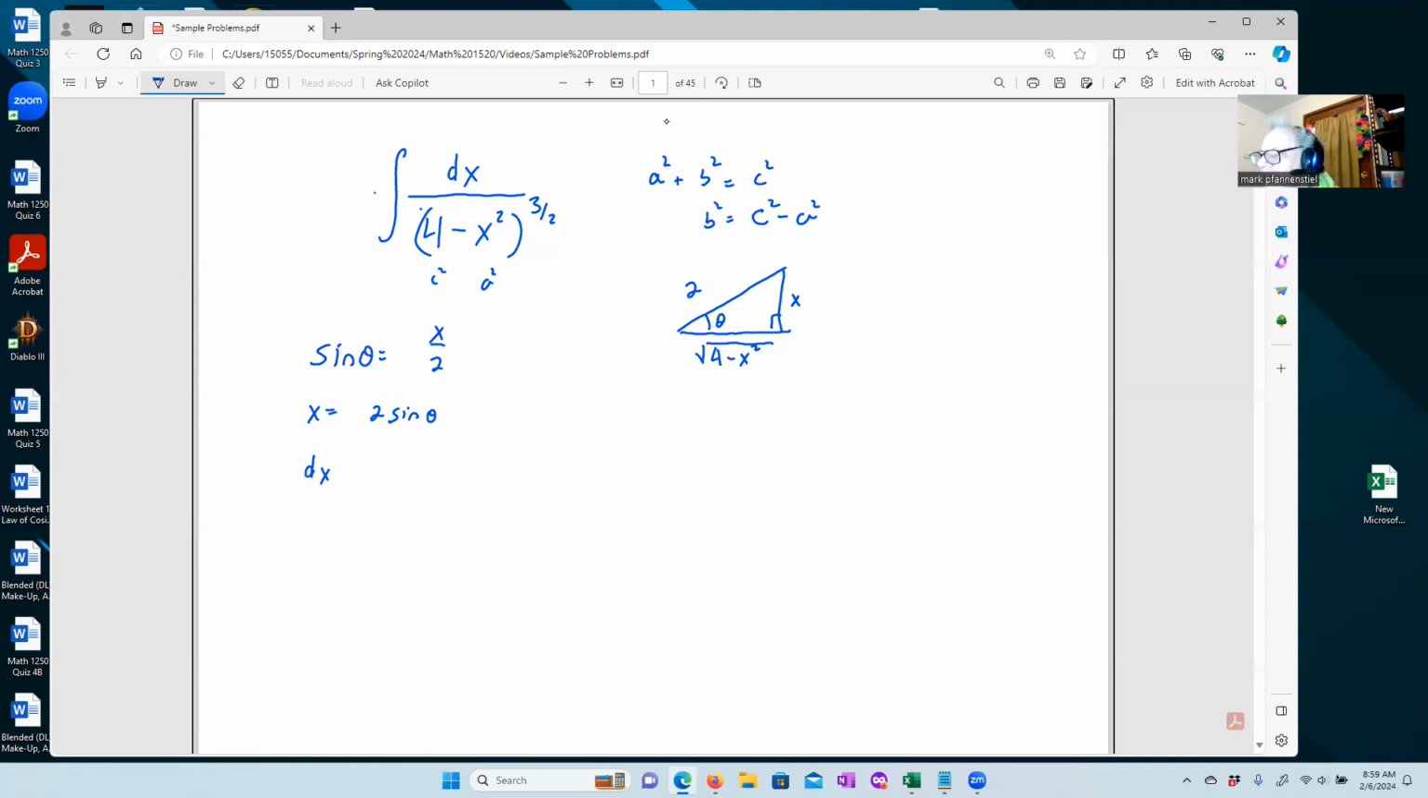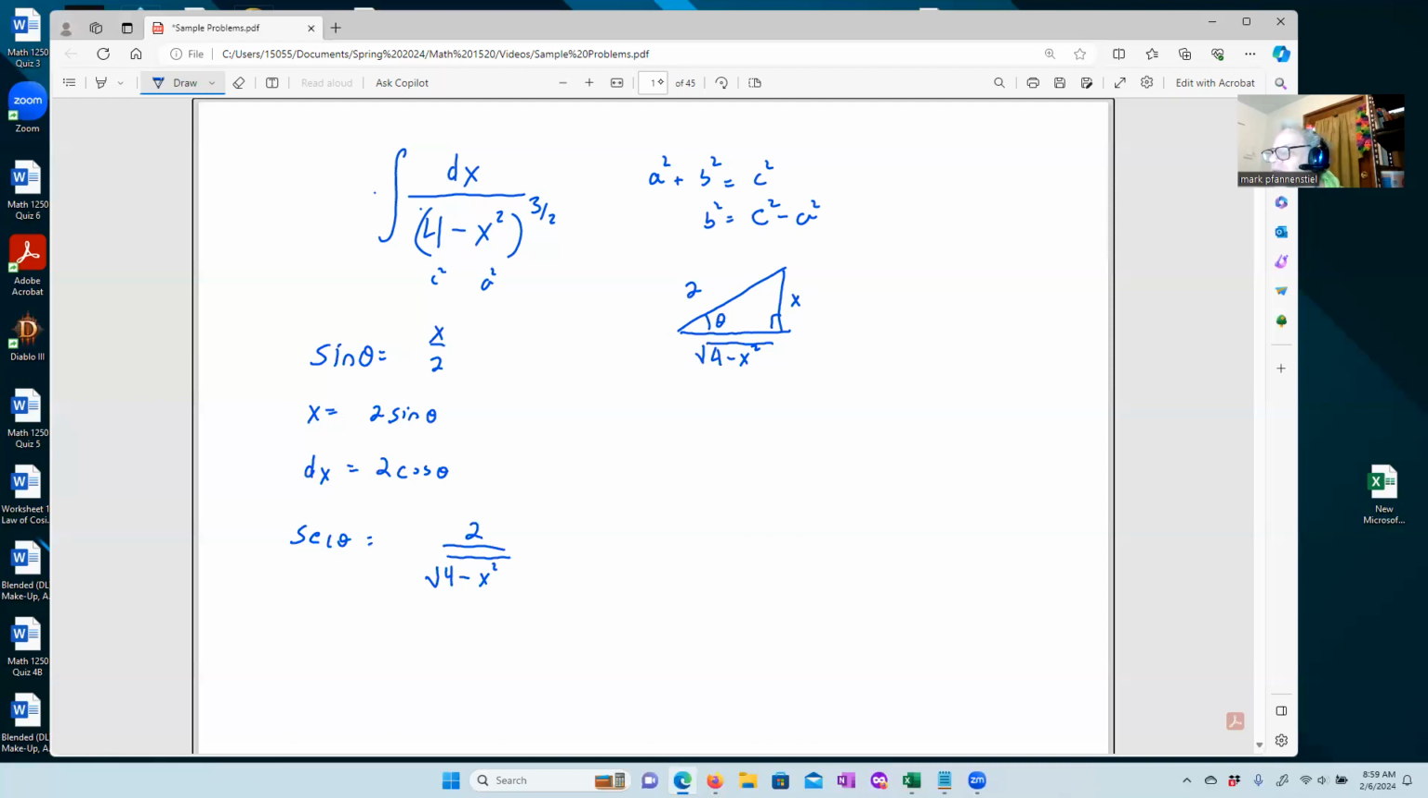Every time you make a substitution in calculus, you have to say x equals, or let u equal, and then du right after that, because you really are going to need the derivative of the substitution you just made. But this is going to be dx equals 2 cosine theta d theta. Now, when I'm looking at this, I've got a hypotenuse and an adjacent side to it. So I'm going to say, how about secant theta equals 2 over the square root of 4 minus x squared. Now, that's not quite what I have.